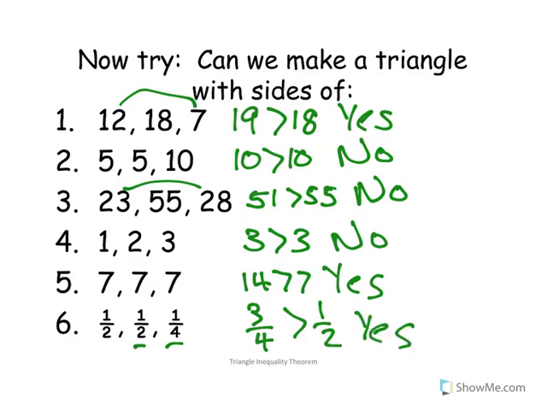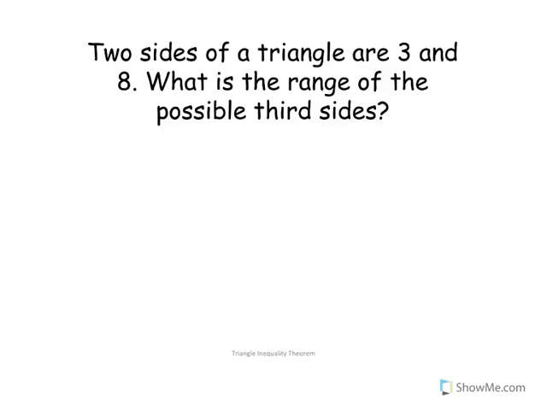Now there's another thing that we can do with the triangle inequality theorem, and it's find the range of the possible third sides. So this is another one that generally was very interactive. So I'd say, all right, guys, well, what could one of the other sides be? And someone would say, well, 7 would work because 3 plus 7 is greater than 8. I'd say that's great. And someone would say, well, we can also use 6 because 3 plus 6 is greater than 8. And I'd say great.